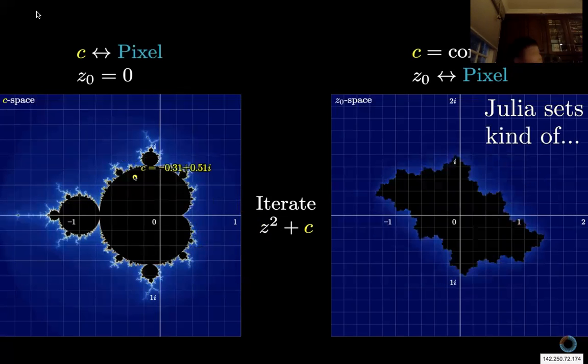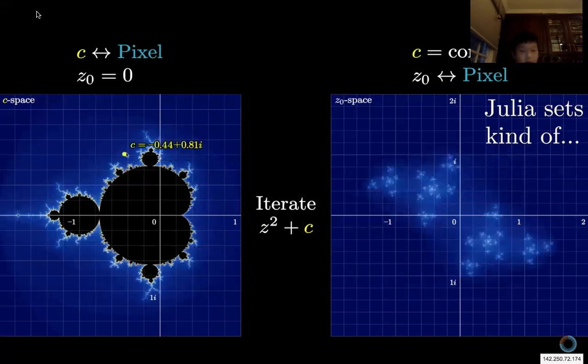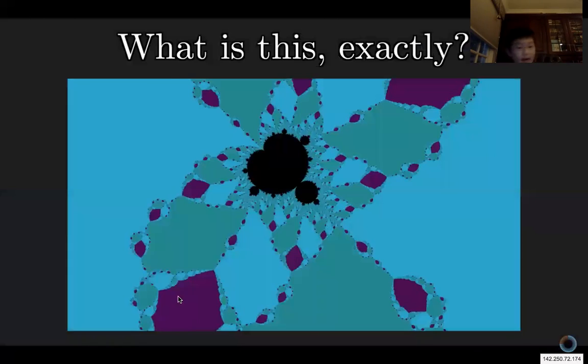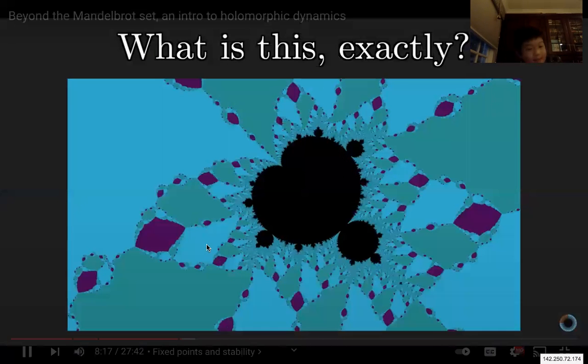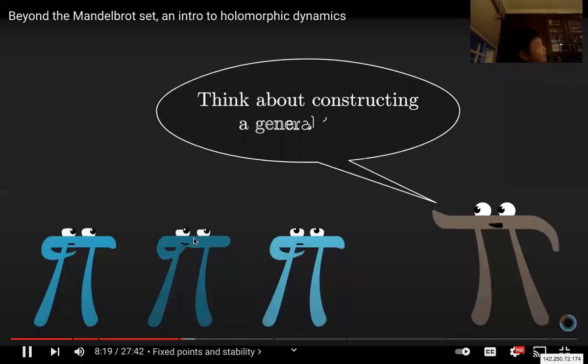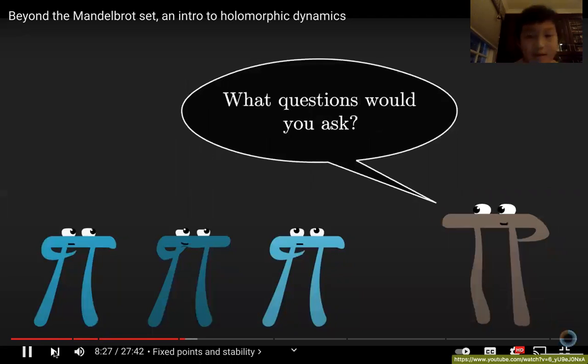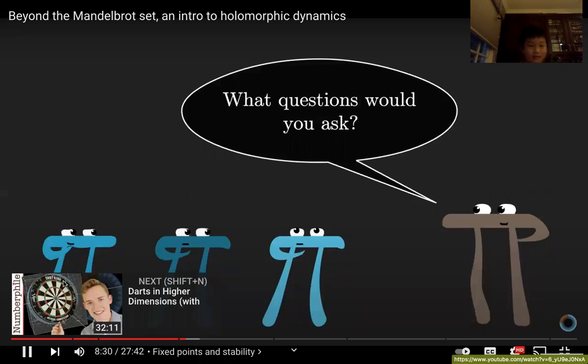To set the stage for a more specific definition, and to also make some headway towards the first goal that I mentioned at the start, it's worth stepping back and really just picturing yourself as a mathematician right now, discovering all of this. What would you actually do to construct a theory around this? It's one thing to look at some pretty pictures, but what sorts of questions would you ask if you actually want to understand it all?